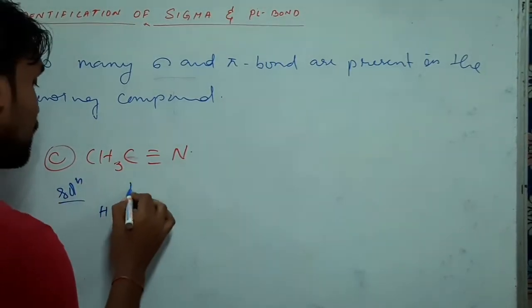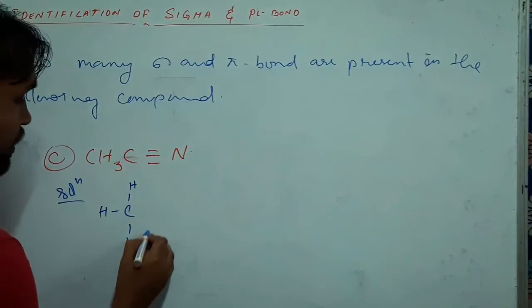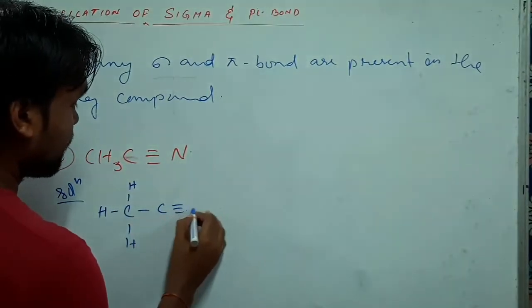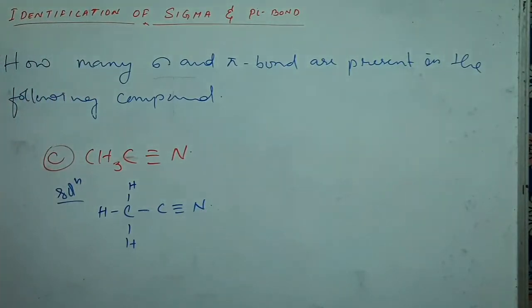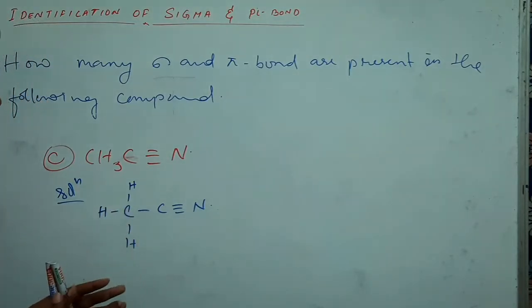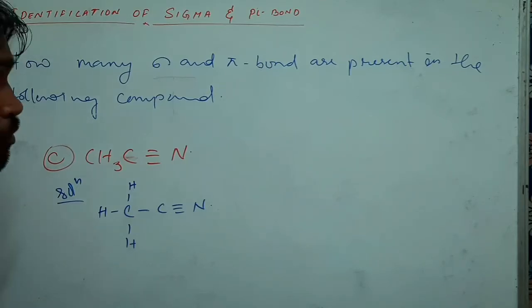CH3, H, H, and in between there is a single bond, and here it is a triple bond to N. So here we have to find out the number of sigma and pi bonds. First of all, you learn the basics. This is the basic one. Once you learn the basics, I'll give you the trick to find the sigma and pi bonds directly. But first let's learn the basics.